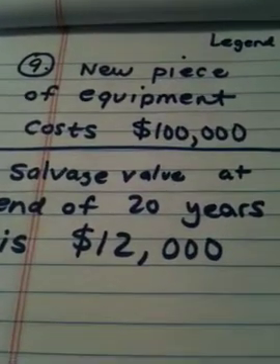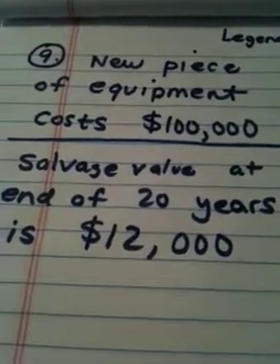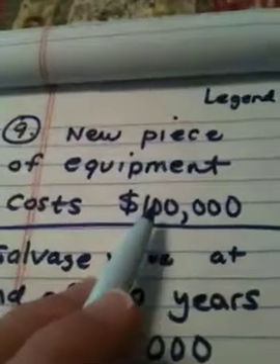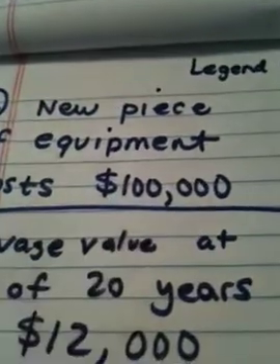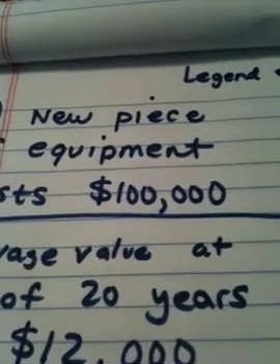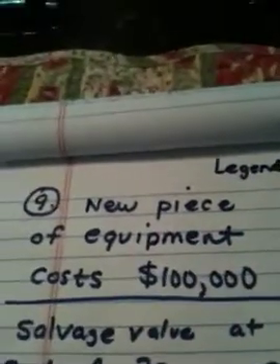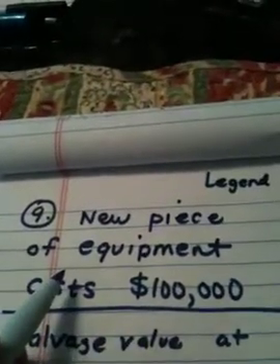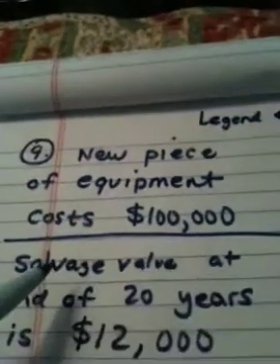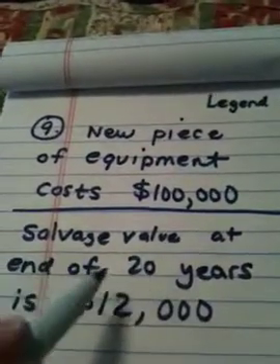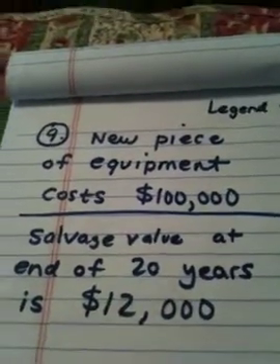Basically what we're doing is a company buys a brand new piece of equipment for $100,000. So new piece of equipment is worth $100,000 when they bought it. Now you know what happens when you drive a new car off a lot. You've just lost money, okay? Well, the same thing happens with a new piece of office equipment. You buy it, it was worth $100,000 the day you brought it to the office, but look what happens. It has a salvage value of $12,000 at the end of 20 years.